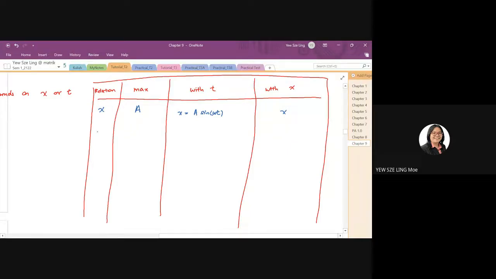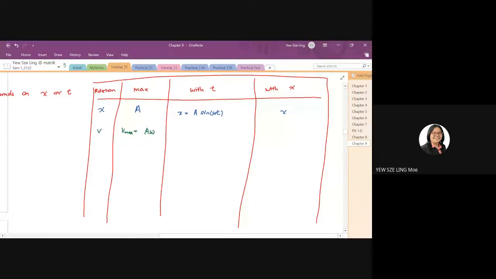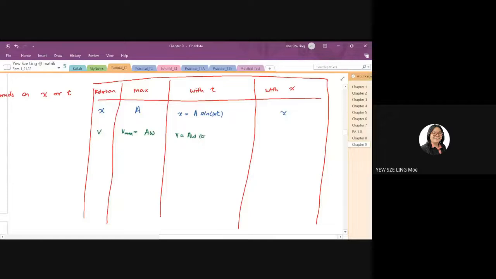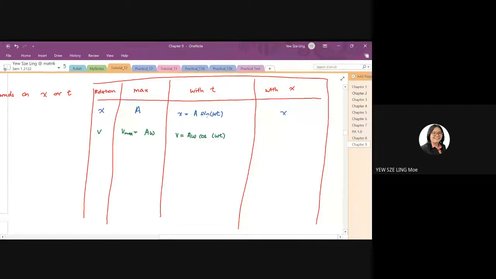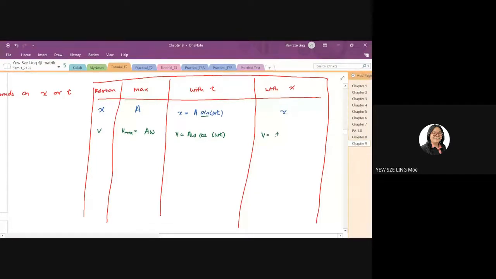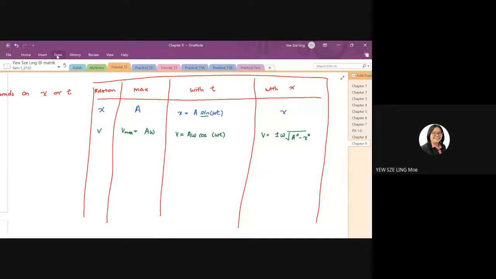So the next one is v. Maximum value for v, v max, we have a omega. So this is the maximum value that we have in our graph. With time, we have v equals a omega cos omega t. All these equations, we assume our x is in terms of sine. So v is then equal to plus minus omega square root of a squared minus x squared.